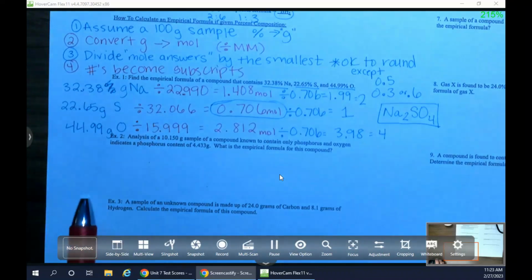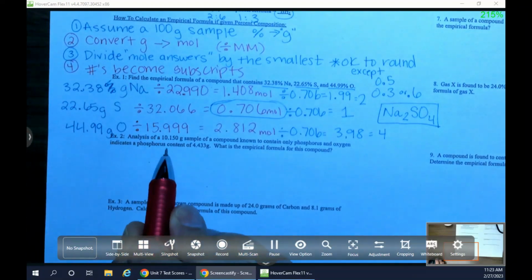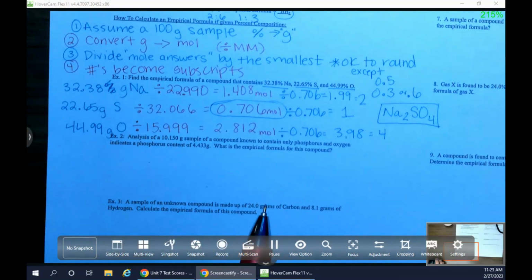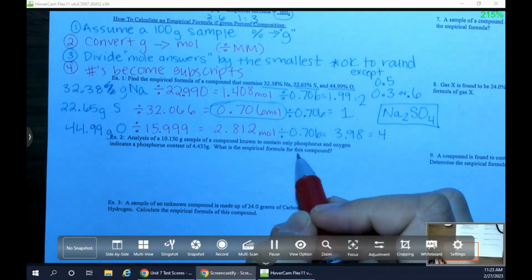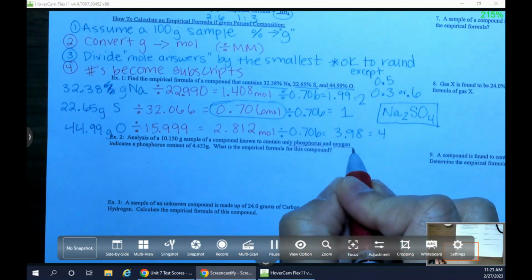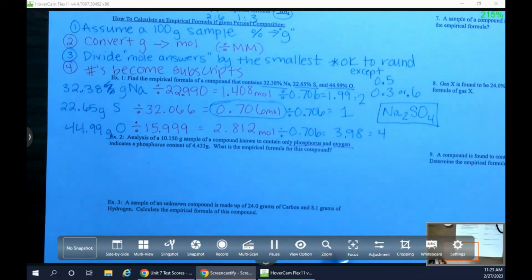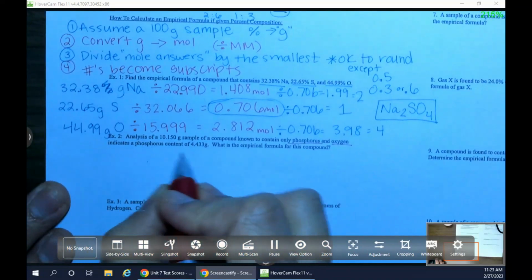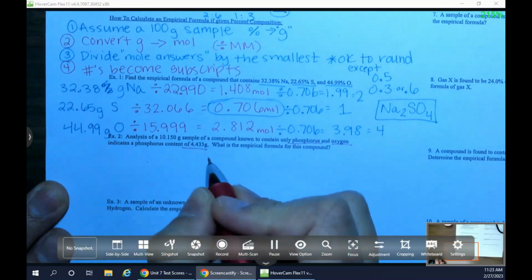I want you guys to also do example 2 with me right now before I let you guys start practicing these. Because example 2 is kind of more of a using actual stuff, right? So this one says an analysis of a 10.150 gram sample of a compound is known to contain only phosphorus and oxygen, meaning we're only going to pay attention to those 2 letters, right? It indicates phosphorus content of 4.433 grams.